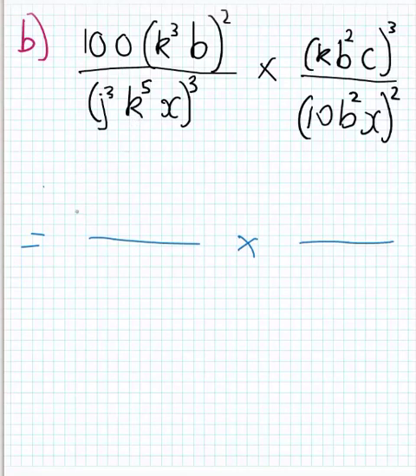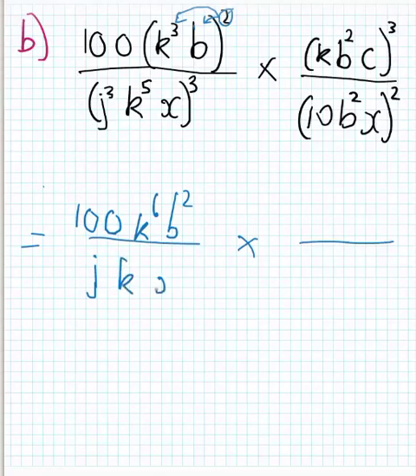All right, so my 100 will be staying there. It's not in the brackets. But now I've got 2 times 3 times the 1. So I will end up with k to the power of 2 times 3 is 6, and 1 times 2 is 2 for my b. On the bottom, everything's in the brackets, so I'm going to have, you can get your bases ready first if you want to, j, k, and x. So I will have 3 times 3, which is 9, 5 times 3, which is 15, and 1 times 3, which is 3.